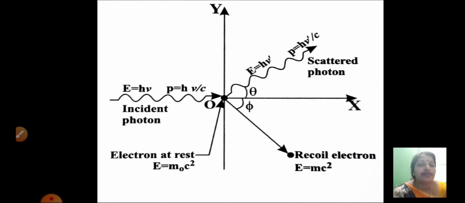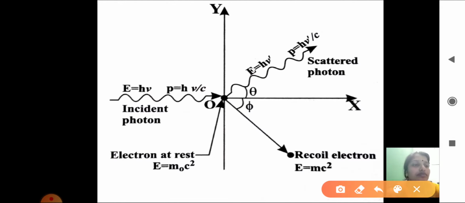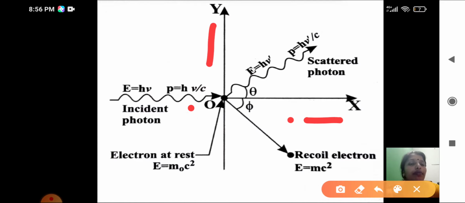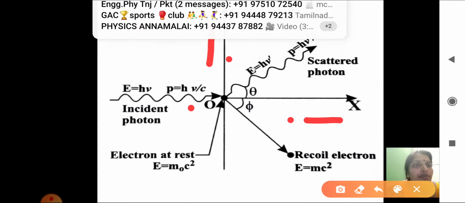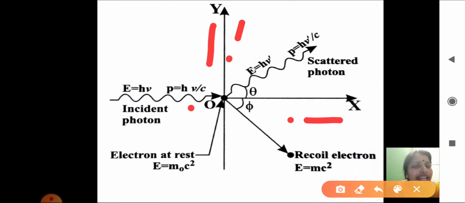The figure shows this. The incident photon energy is E equal to h nu, with momentum p equal to h nu by c. The electron is at the center midpoint, with x component and y component. After the photon energy is incident, two components are produced: one is the scattered photon, the other is the recoil electron.